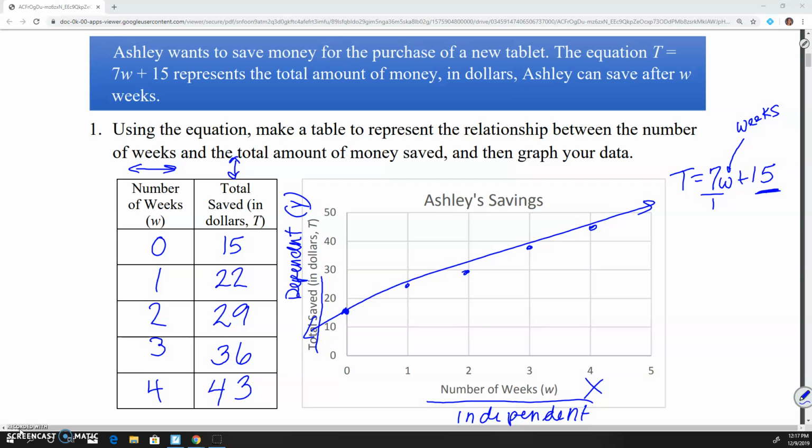What does 15 represent in this problem? I know it's the starting point, but what is the starting point of what? Since Ashley wants to save money for the purchase of a new tablet, the equation T equals 7W plus 15 represents, yeah, that's her starting amount. So she started with how much money? Started with 15 and she saved how much? $7 a week.